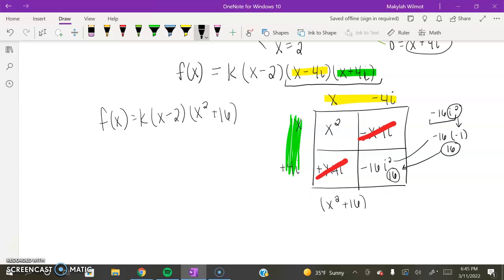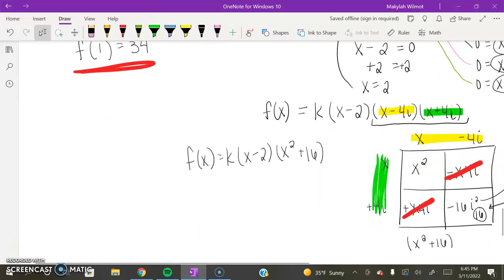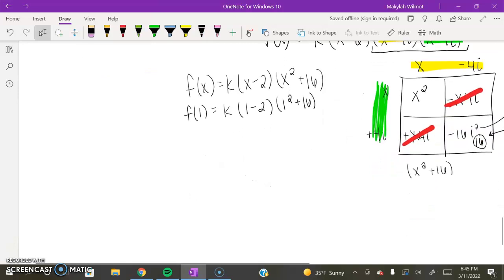Then we know we were also given the information that f of 1 equals 34. So we're going to plug in for f of 1. We are going to plug in for every x the number 1. And we know that that equals 34. So we have k times negative 1. 1 squared is just 1. So 16 plus 1 is 17.